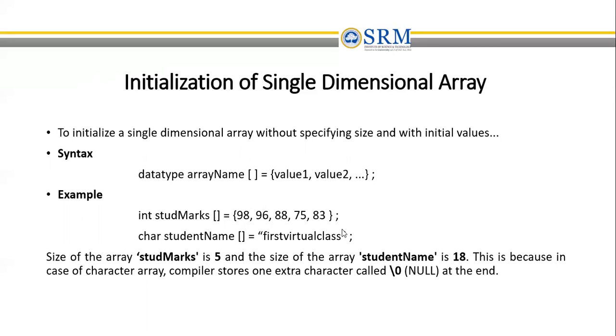And for this, in the character array, you see the student name I have given as first virtual class. So how will the size of the array be, starting from F till S? There are 17 elements. That is 1 2 3 4 5 6, 17 characters, I can tell you. So in the end, it will take an extra character, that is \0, that is called null, which will automatically get allocated. So the size of the student name character array will be 18.